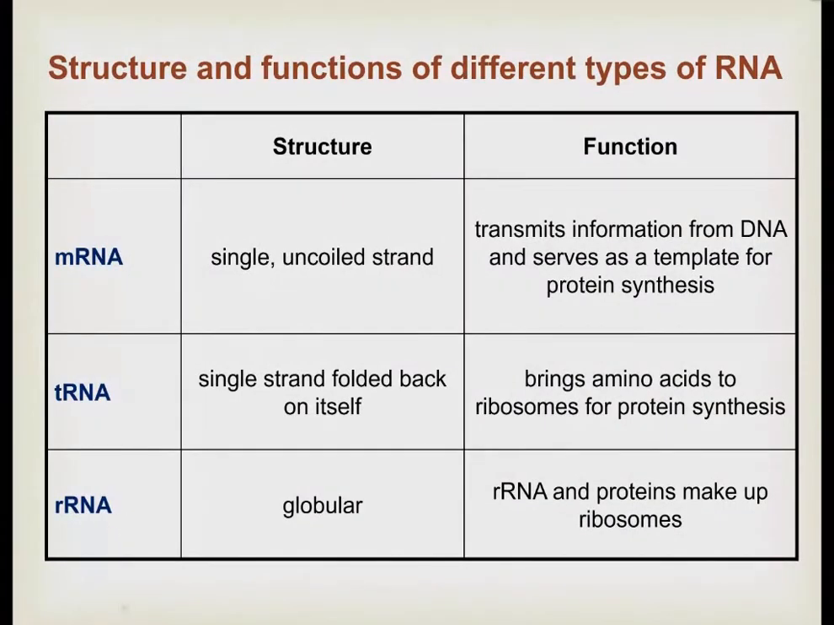Now next one is the rRNA. rRNA is the ribosomal RNA. That is a round globular-like structure, and the main function of this is to maintain the makeup of the ribosome. It maintains the structure of the ribosome.